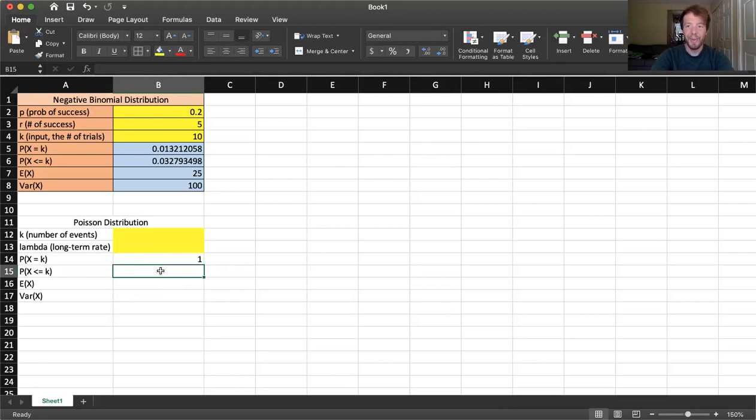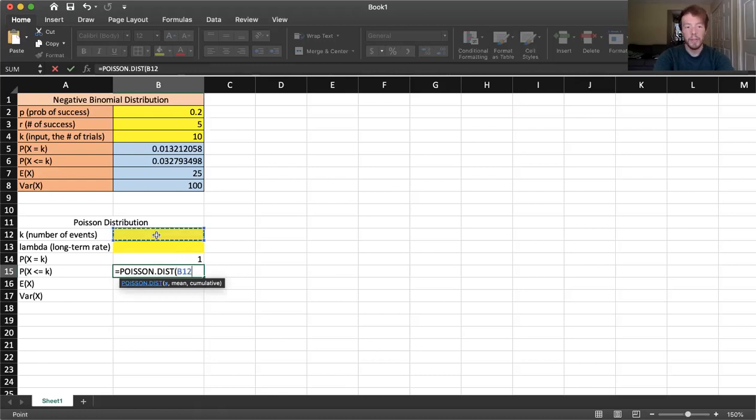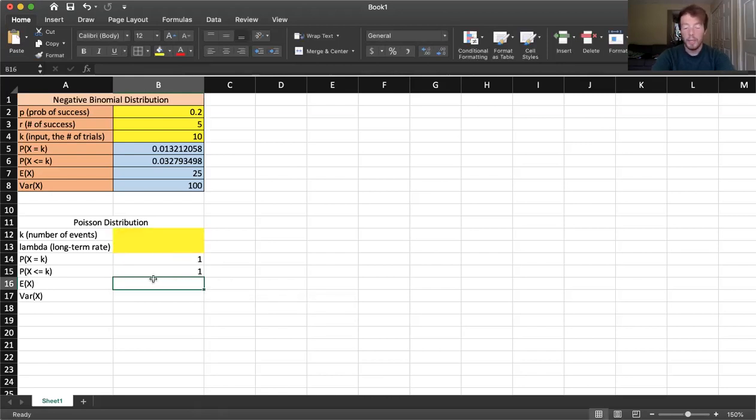So don't worry about any of the numbers. I haven't put in any specific numbers yet, but the P of X less than or equal to K is going to be the same thing. Poisson distribution, where the first value is the K, the second value is the lambda. And now I want cumulative, so I'll make my third value 1. And then actually, E of X and variance of X are both very easy. They are both just lambda, whatever lambda is equal to, right? That was a cool thing about the Poisson distribution, the mean and the variance are always equal to one another.